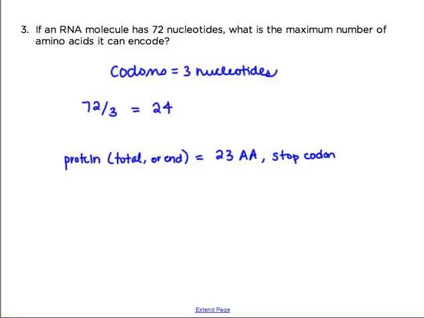However, if this was in the middle of a protein, polypeptide, then you can encode for the full 24 amino acids, because the stop codon will come later on in the polypeptide. So if your professor asks you these types of questions, just make sure you know before the test if he's going to specify if it's in the middle of a protein or it's the end or total protein.